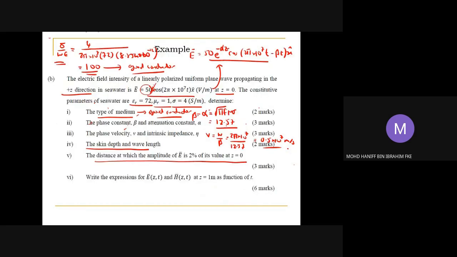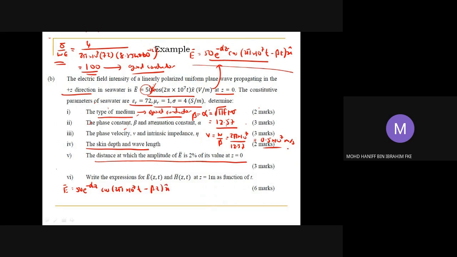Okay, very good. And I think the last one is to write the expression for E(z,t) and H(z,t) at Z equals 1 meter as a function of t. For this, we need to go back to the equation for the electric field. We have the equation of E as 50 exponential of negative alpha Z, cosine of 2 pi times 10 to the power of 7 t minus beta Z, in the direction of X, in volts per meter.